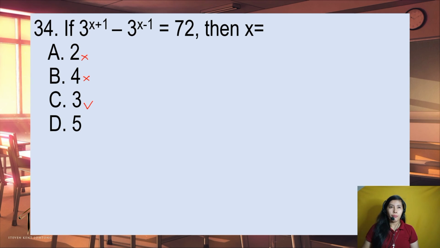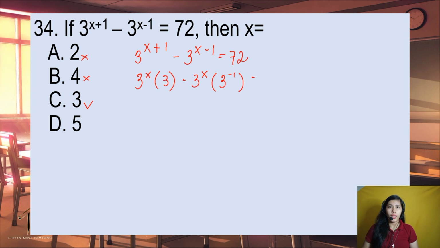But if you want to solve it algebraically, solve natin siya ngayon. So, let's just rewrite it first: 3 raised to x plus 1 minus 3 raised to x minus 1 equal to 72. So, using the rules of exponents, we can separate this as 3 raised to x times 3, minus 3 raised to x times 3 raised to negative 1, equal to 72. So, we can factor out the 3 raised to x: 3 minus 3 raised to negative 1, equal to 72.